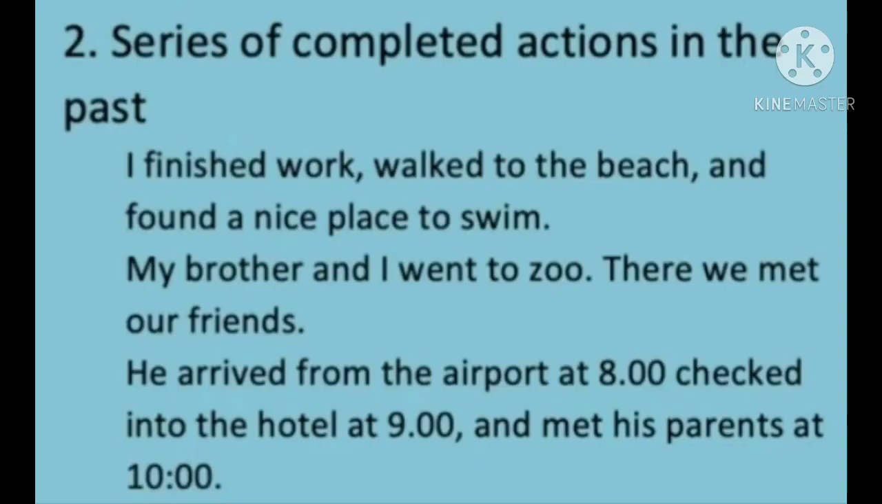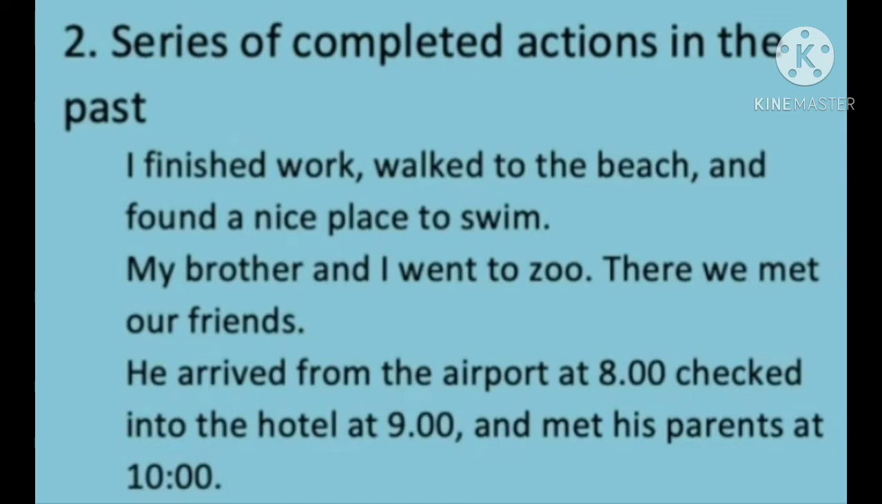We use simple past tense to list a series of completed actions. That means the actions that happened first, second, third, fourth and so on. That is the series of actions, isn't it? It is also used to show or to list a series of completed actions in the past. For example, I finished work, walked to the beach and found a nice place to swim.